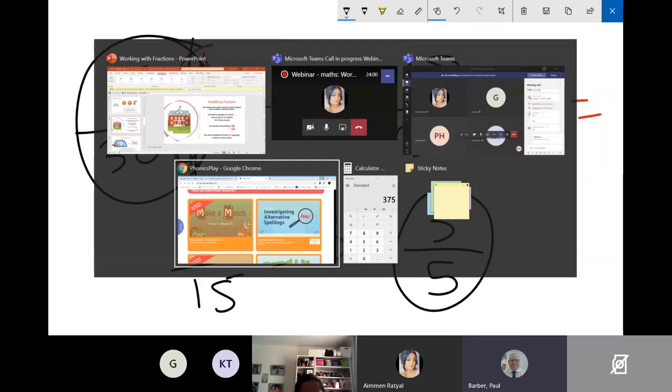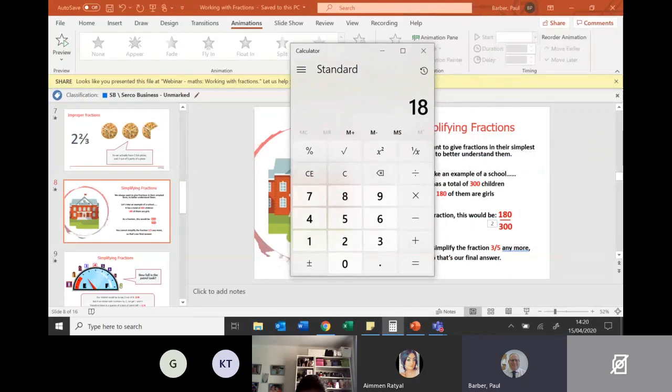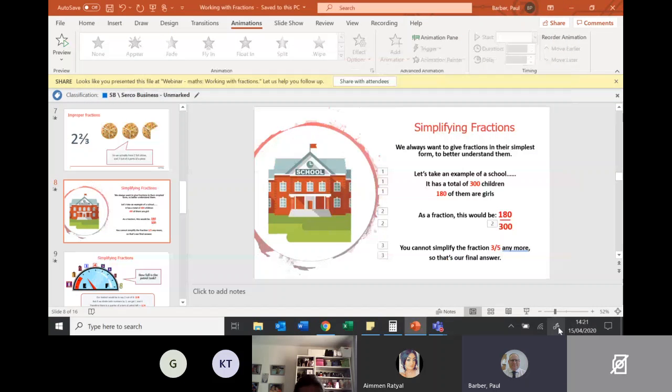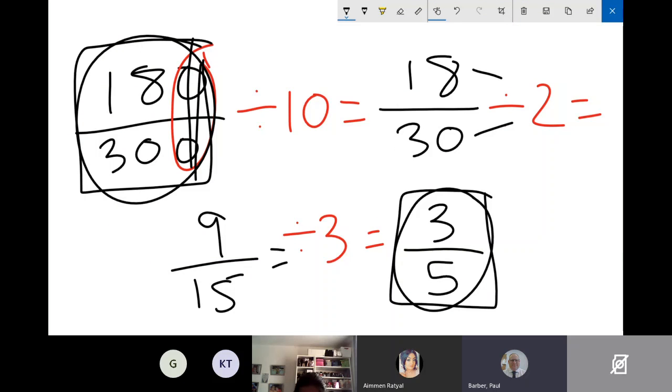And if I can go to the calculator, I'll show you. Hopefully you can see my calculator on the screen there. If I do 180 divided by 300, it gives me the answer of 0.6. If I do the fraction of 3 divided by 5, it gives me the same answer, 0.6. So the fraction is exactly the same. The formula I'm using, whatever you want to call it, is exactly the same. But instead of writing this big number, 180 over 300, I've simplified down to 3 over 5. I can prove that, I've got it on the screen, so it must be true.